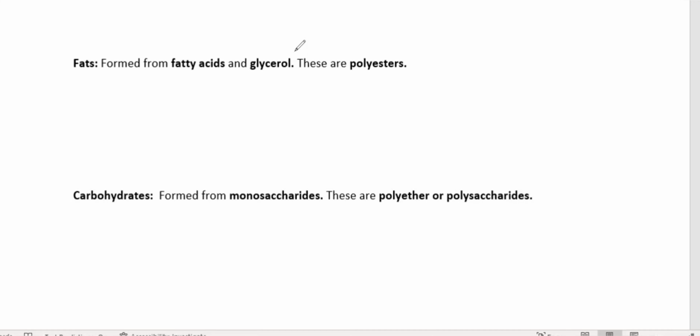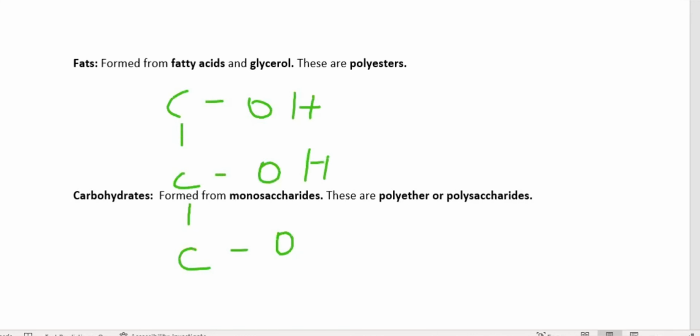So let us look at what glycerol looks like. This is what glycerol looks like. C-OH, C-OH, C-OH. That's glycerol right there. Hydrogen, hydrogen, hydrogen, hydrogen, hydrogen. Okay, in some books you may see 1, 2, 3 propane triol.